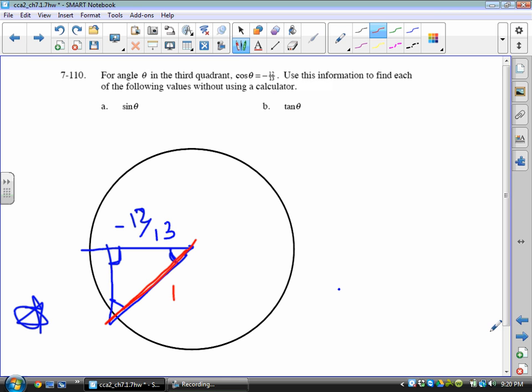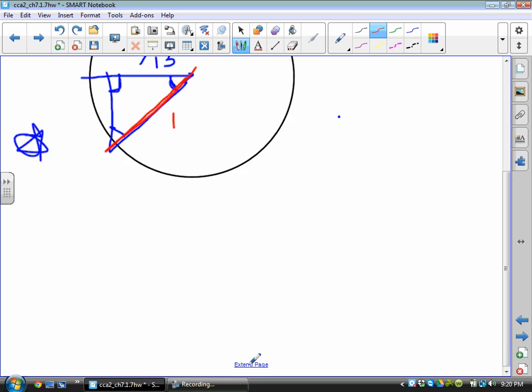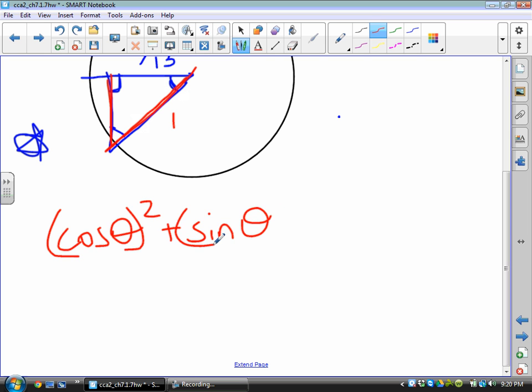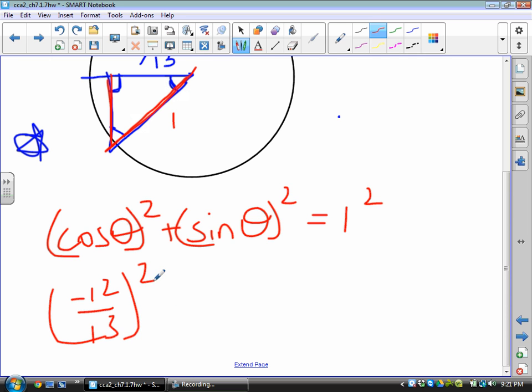So here's what I'm going to do. I'm going to use my Pythagorean identity to find that missing side, which would be the sine of theta. It's the vertical distance, the height. So I know cosine of theta squared plus sine of theta squared equals the radius squared. Cosine is -12/13, I'm going to square that, plus sine of theta squared, which I'm going to find out, equals 1.